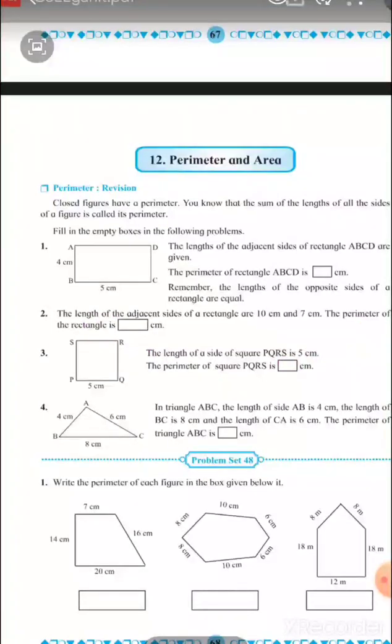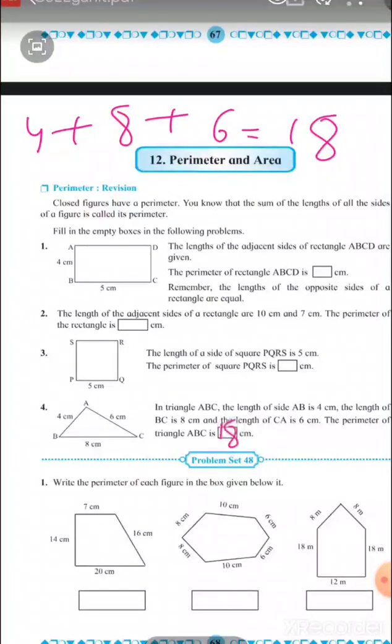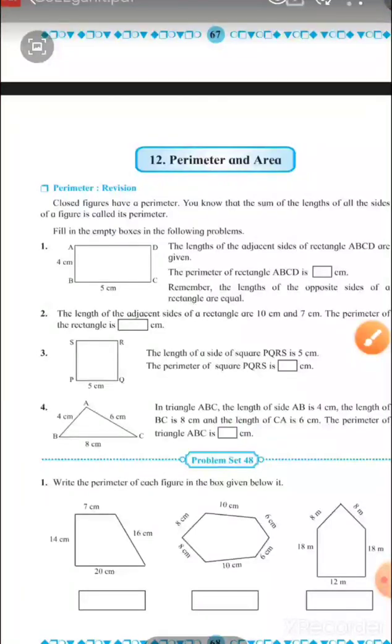In the same way, we will now write the perimeter of a triangle. The sides are 4 centimeter, 8 centimeter and 6 centimeter. We will add all the sides. 4 plus 8, 12. 12 plus 6, 18. So the answer is 18 centimeter. So the perimeter of the triangle is 18 centimeter. This is the revision of 4th standard. Now we will solve the problem set.